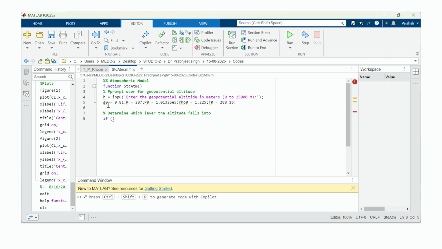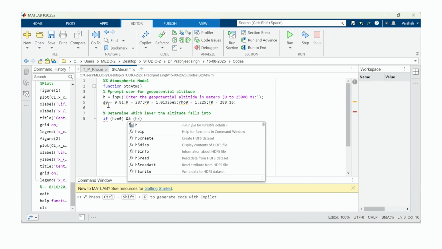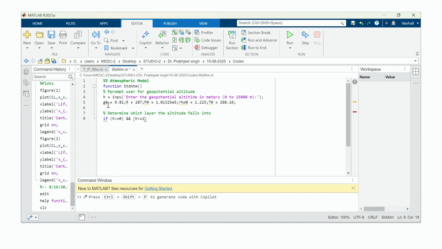If h is greater than or equal to 0 and h is less than or equal to 11,000 meters, then we'll be following the gradient layer. Let me write here the comment: gradient layer, which comes under the troposphere. So now here h1 is the sea level. Let me write h1 equals 0.